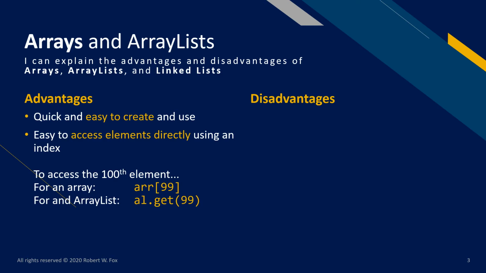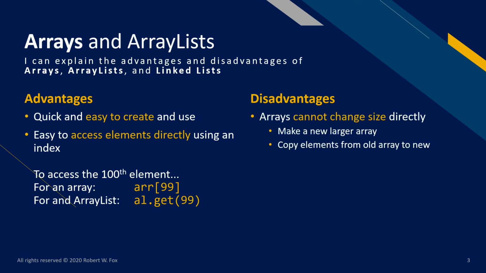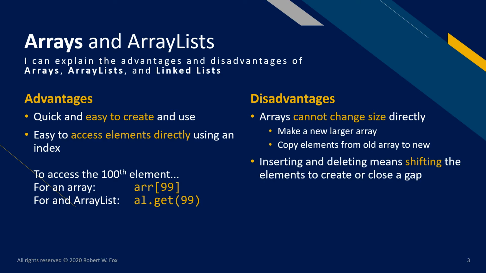But both arrays and array lists suffer from some disadvantages as well. And the main one is that arrays can't change size directly. For example, if you had an array that had, say, 10 elements and you needed to store 11, you would have to make a new array that's larger and then copy all of the elements from the old array into the new array, which of course takes a lot of effort.